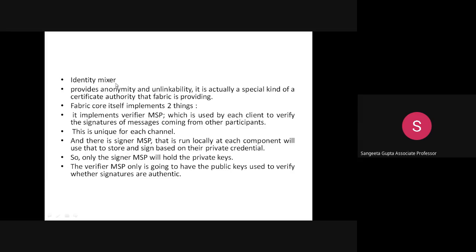Thank you. Then in addition, there is one more component, which is identity mixer. So this is something which provides anonymity and unlinkability. A special kind of CA, which is provided by the Fabric. And as we have seen, the core environment implements verifier and signer MSP. So the same explanation is here.